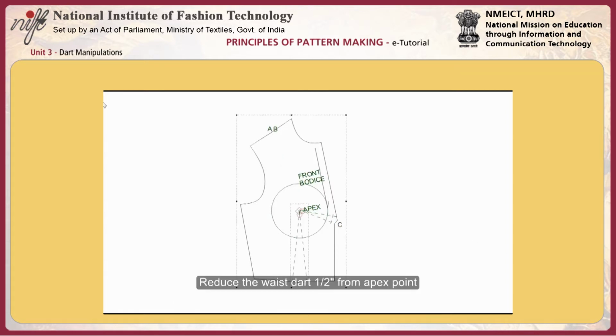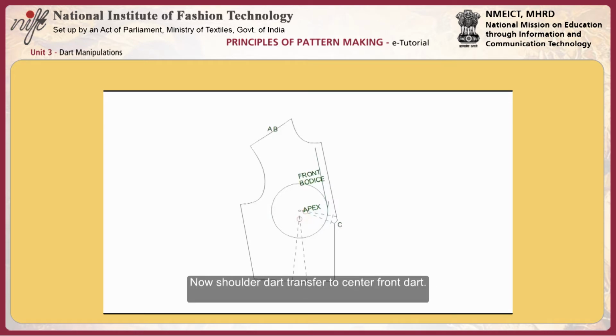Reduce the waist dot half an inch from apex point. Reduce the center front dot half an inch from apex point. Now shoulder dot transfer to center front dot.